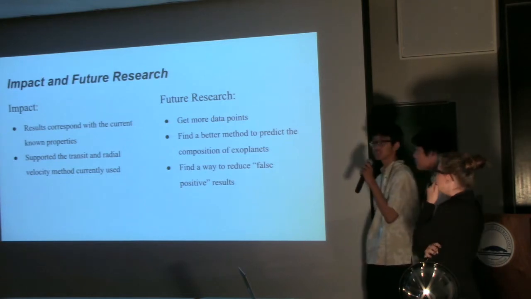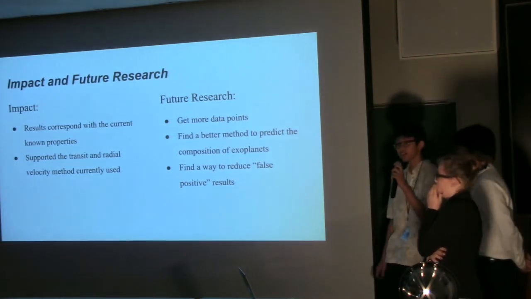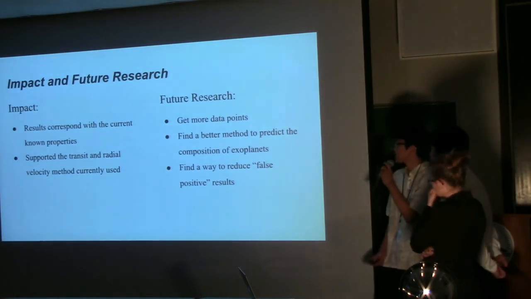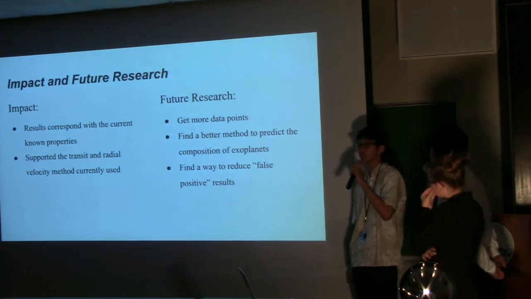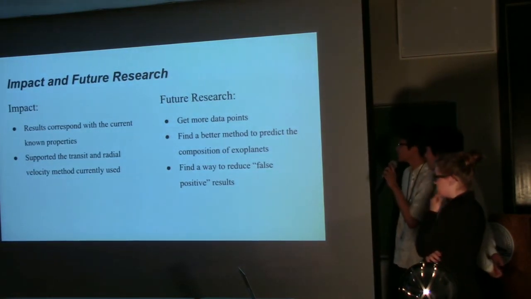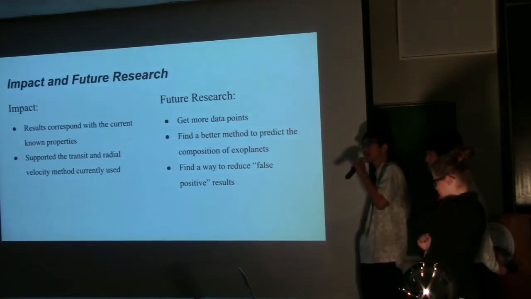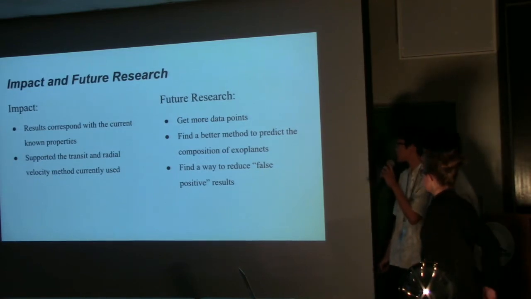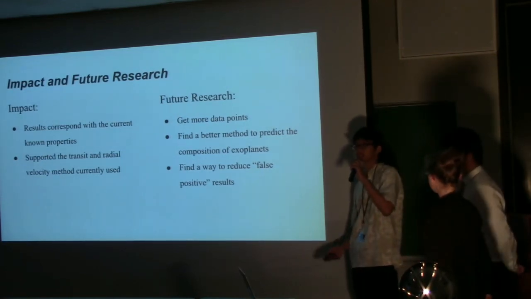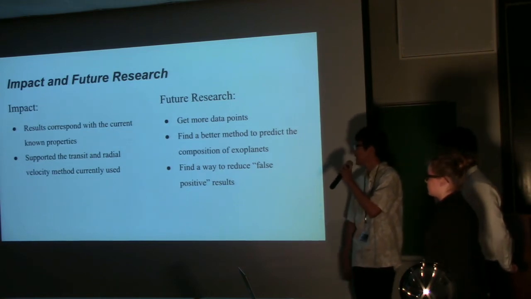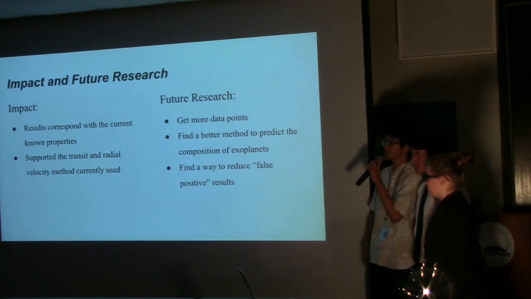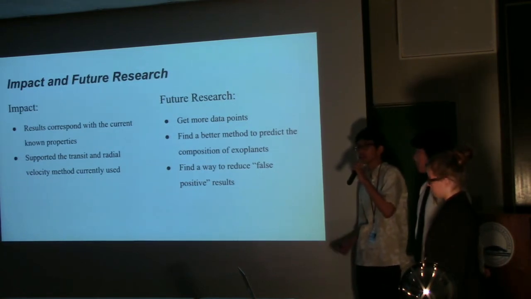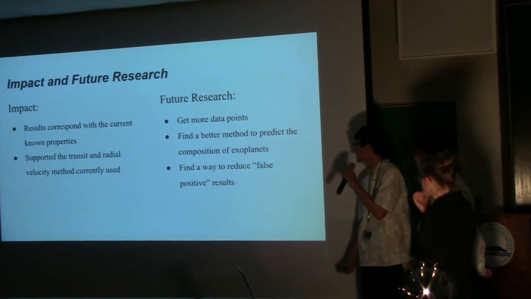So you might be wondering why we did all this research. Number one, we wanted to make sure that this transit method and radial velocity method worked, and our results did correspond with the current known density and all of these properties. And also we noticed that with a combination of the transit photometry method and the radial velocity method, we can find the density of an exoplanet, which we can kind of predict the composition with. And for future research, we hope to get more data points for this exoplanet to kind of shrink the error bars to get a more accurate answer.